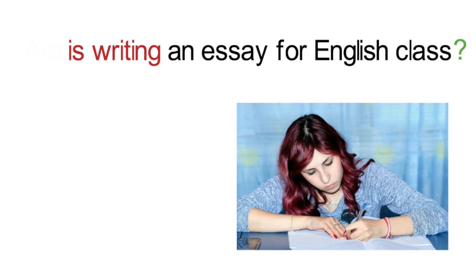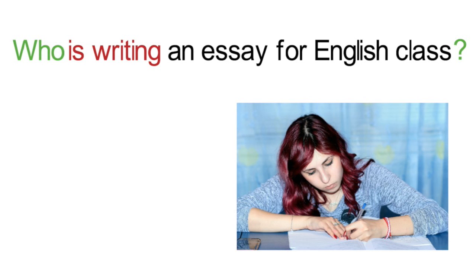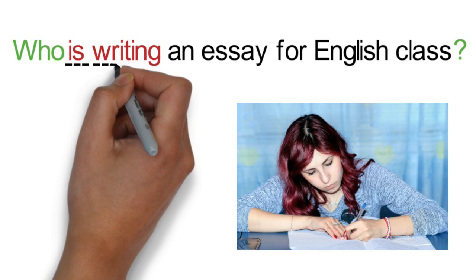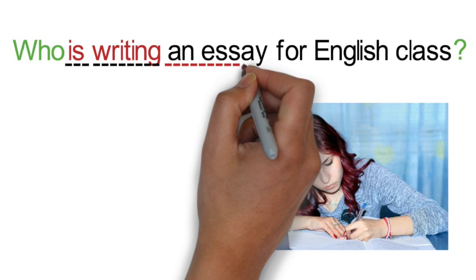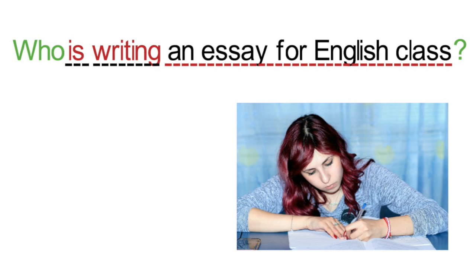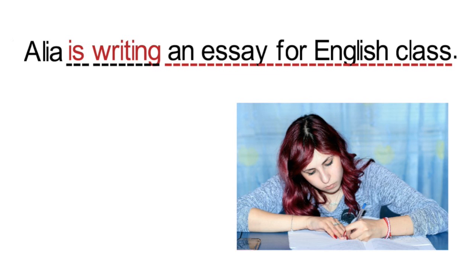We start by choosing the question word that makes sense for the situation, such as what or who. Let's choose who. So we start the question with who. Since we are talking about one person, we would next use the correct form of the verb to be for a singular noun. So our question looks like this: who is? Next, we will use the continuous verb with ing. Now our sentence looks like this: who is writing? And then we add the rest of the information. Who is writing an essay for English class? The answer is Alia is writing an essay for English class.